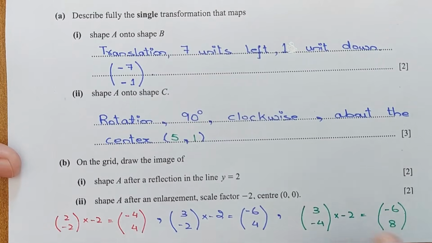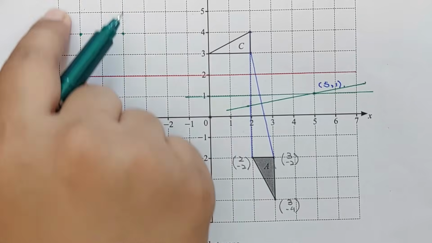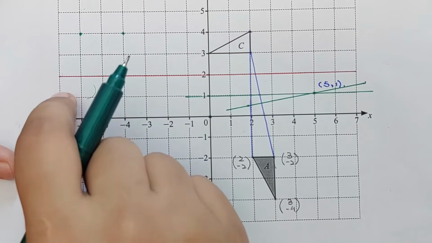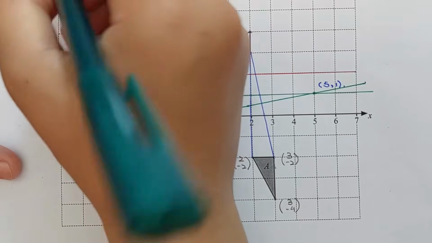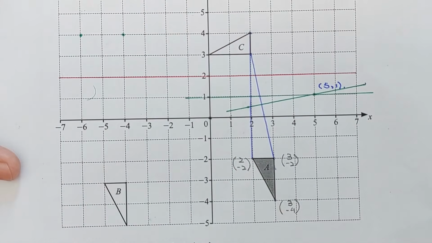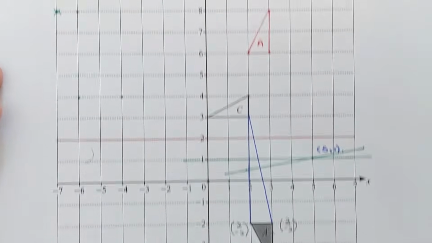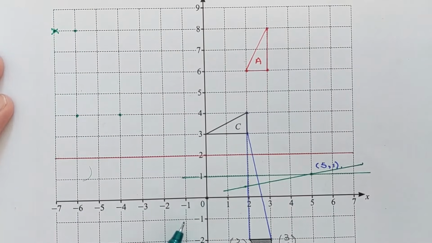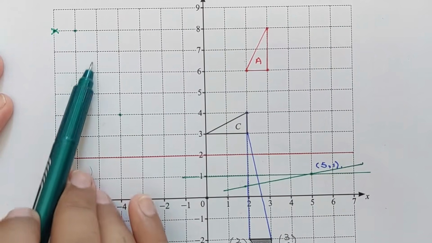The last one is minus 6 8. So moving minus 6 to the left and 8 up. So 1 2 3 4 5 6 7 8. So that is minus 7 8. Sorry, minus 6 left. So it is minus 6 and 8, not minus 7 and 8. I messed up. Let me explain one more time. So it is minus 6 8. 1 2 3 4 5 6 and 8. 1 2 3 4 5 6 7 and 8.